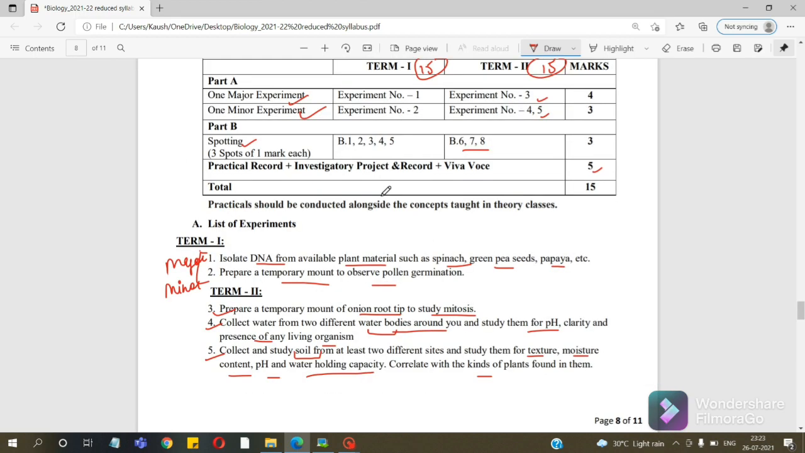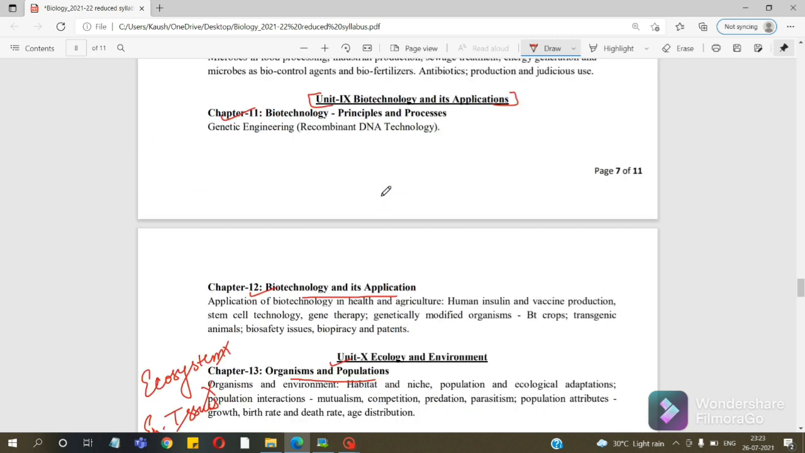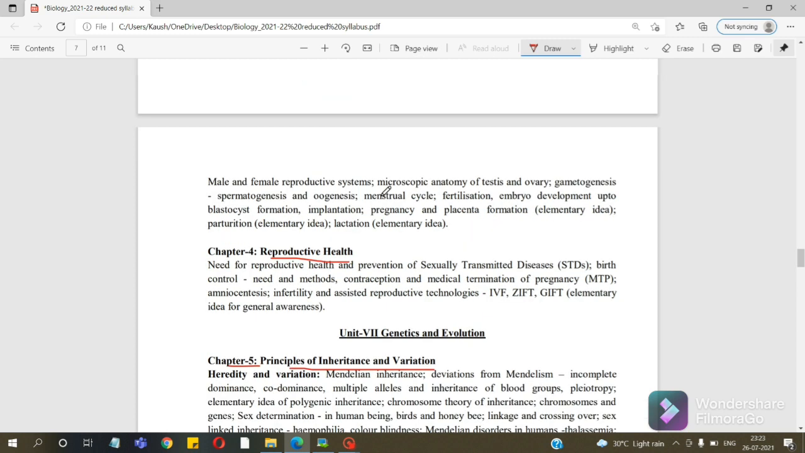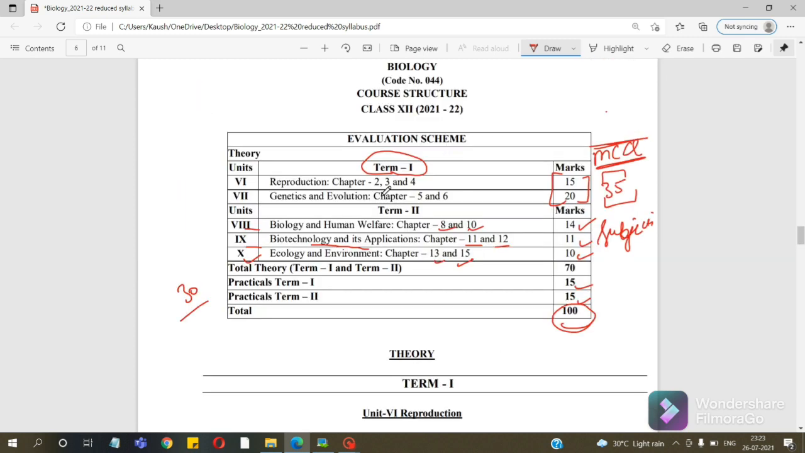This is all about the class 12th reduced syllabus and updated syllabus for the 2021 batch. All the very best, students. Goodbye.